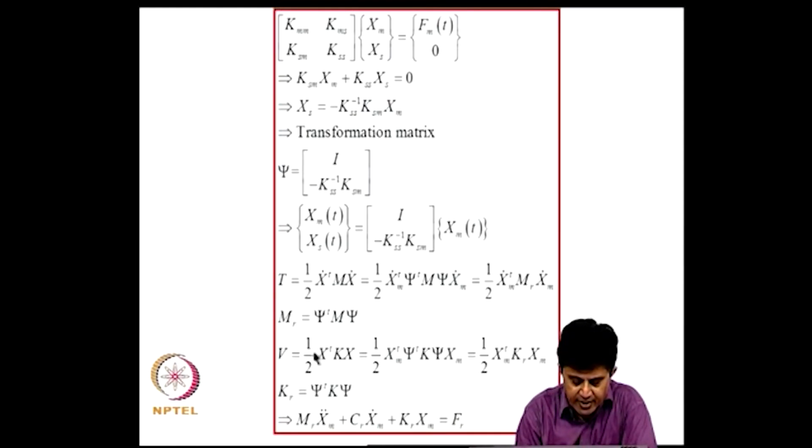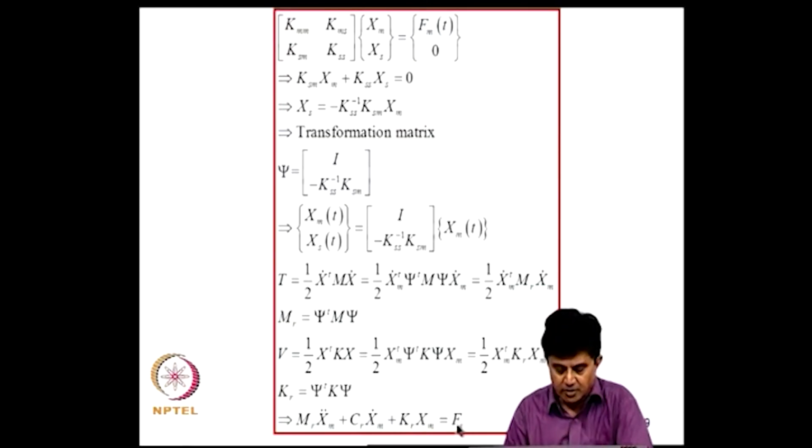Similarly, the potential energy I can write half x transpose kx. So, this again half psi xm here and xm transpose psi transpose here, and I get a reduced stiffness matrix kr which is psi transpose k psi. Now, therefore, the governing equation I can write for the reduced system as mr xm double dot plus cr xm dot plus kr xm equal to fr of t. So, this equation can now be analyzed. This is the reduced model that we are looking for.